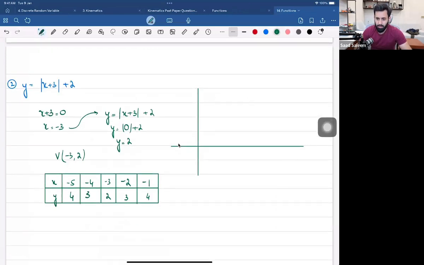Why did you plug modulus 0 in that equation and not minus 3 in place of x? I plugged in minus 3. Minus 3 plus 3 gave me 0. I did plug in minus 3. Minus 3 plus 3 gave me 0. And that's how we got 2. So I hope that answers your question. Now, minus 3 comma 2. So like I said, even though it's a sketch, try and be as accurate as possible.